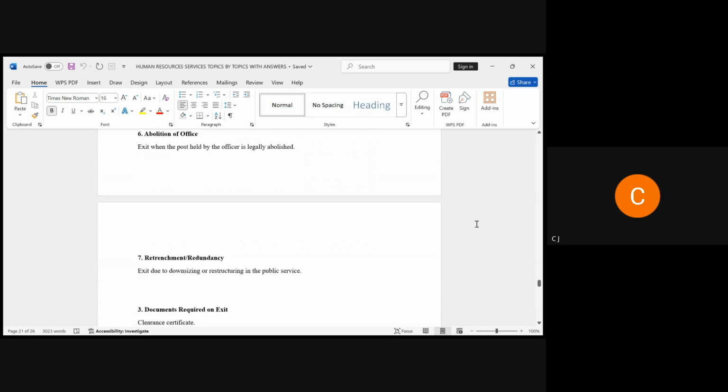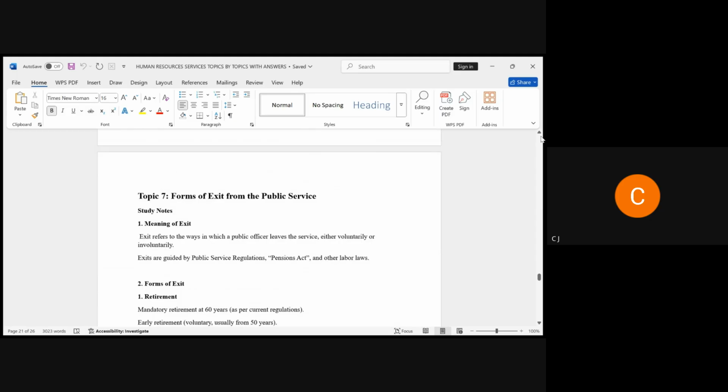So we have seven forms of exit in the public service. Retirement: mandatory retirement at 60 years as per current regulation. Early retirement, voluntary, usually from 50 years.